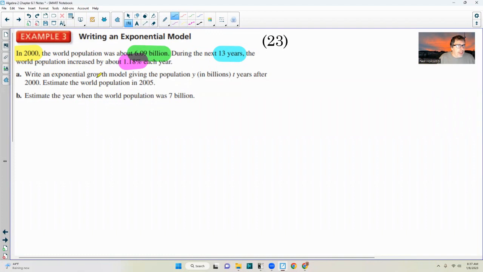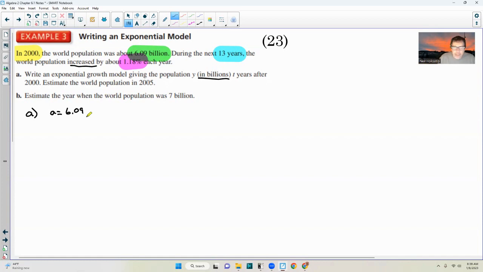So it says write an exponential growth model, giving the population Y in billions. Okay, there's the key right there, in billions. So 6.09 billion. During the next 13 years, the world population increased. So it's a growth function, and it's 1.18% each year. For the first part, I want to know what A is, that's our initial amount, and that is 6.09 billion.